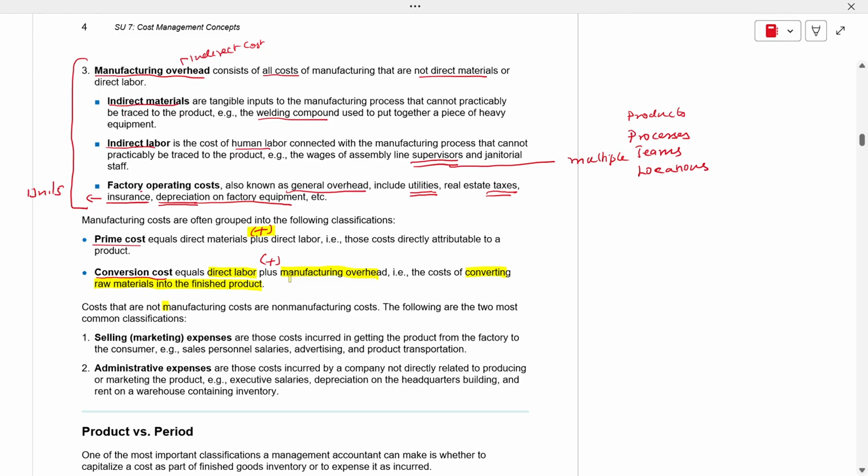Costs that are not manufacturing costs are non-manufacturing costs. They fall into two classes. These are not manufacturing. Very simple. Selling and marketing expenses are non-manufacturing. Administration expenses are non-manufacturing.